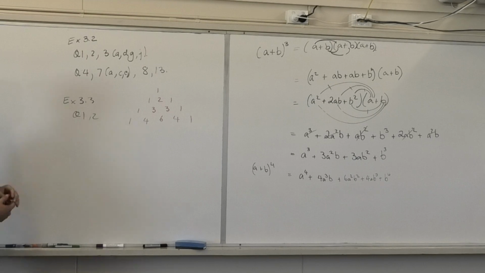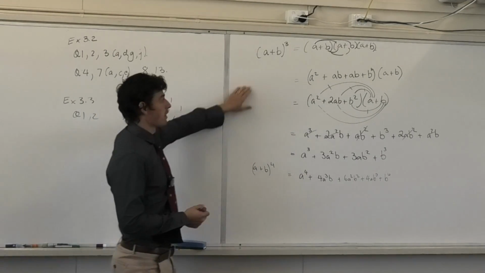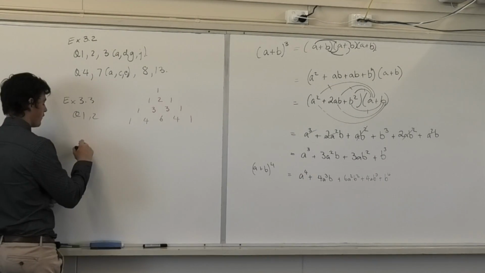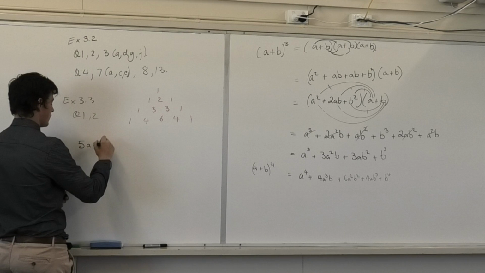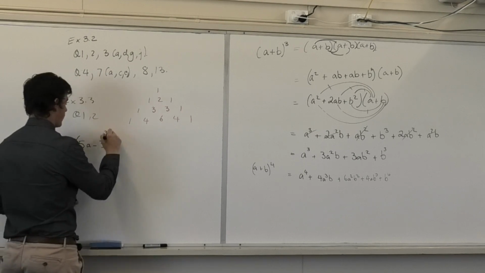That's a great idea, Abby. What I'm going to change though, why don't we go through an example where we've got some actual numbers rather than a's and b's. (5a minus 3) to the power of 3.